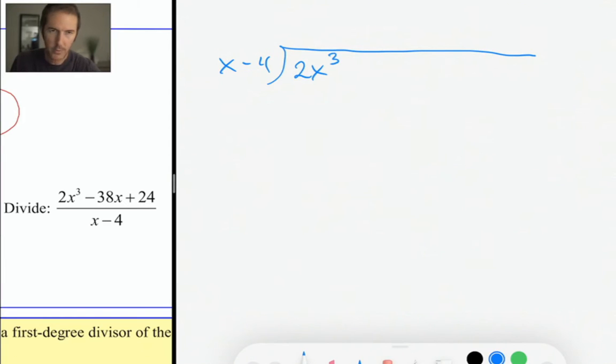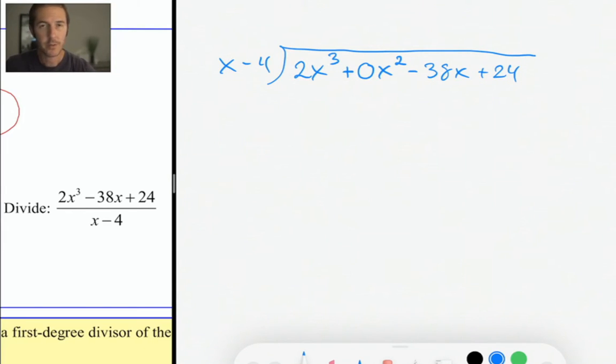And then I want you to realize that there are no x squareds in the numerator. And when that happens, when you're missing a term, you need to put in a placeholder. So I'm going to put in plus 0x squared. You must do this so that everything lines up and you end up getting the right answer. Then we'll put the minus 38x and the plus 24. All right, let's start the long division process.